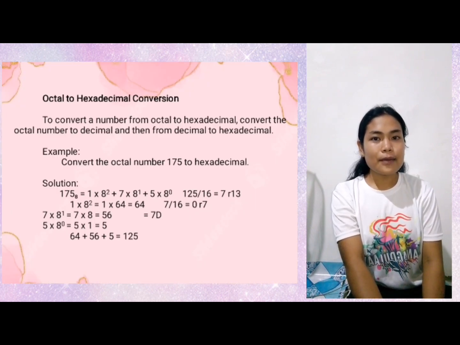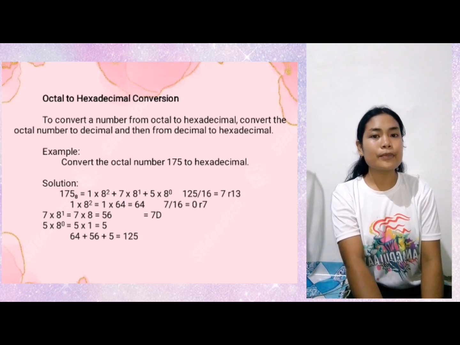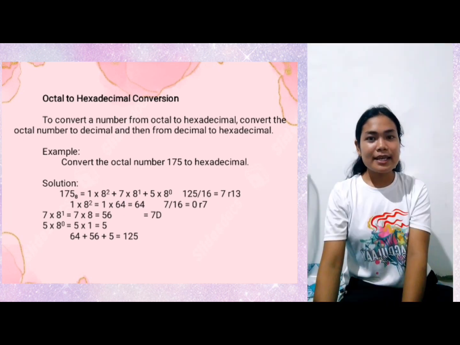To convert a number from octal to hexadecimal, the most straightforward method is to first convert the octal number to decimal and then from decimal to hexadecimal. For example, convert the octal number 175 to hexadecimal. Step 1. Convert 175 to decimal. 5 times 8 raised to the power of 0 plus 7 times 8 raised to the power of 1 plus 1 times 8 raised to the power of 2.